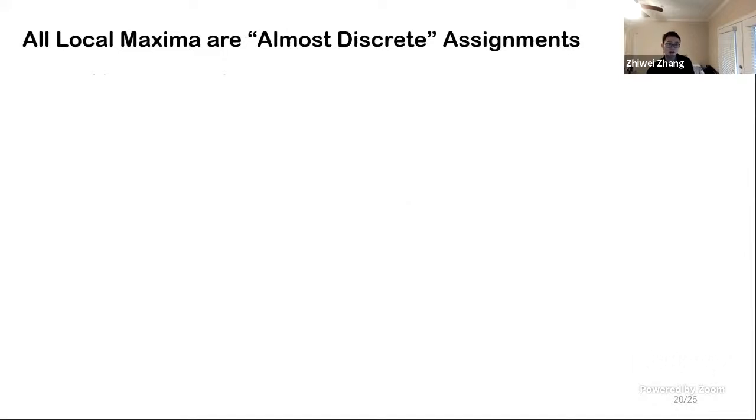So we formalize our intuition by proving that all local maxima are almost discrete assignments. So what do I mean by almost discrete? Let's see an example. Now phi is x or y. Logically speaking, if one of x or y takes value true, then no matter what value the other variable takes, phi should always be true. This also holds in the polynomial world.